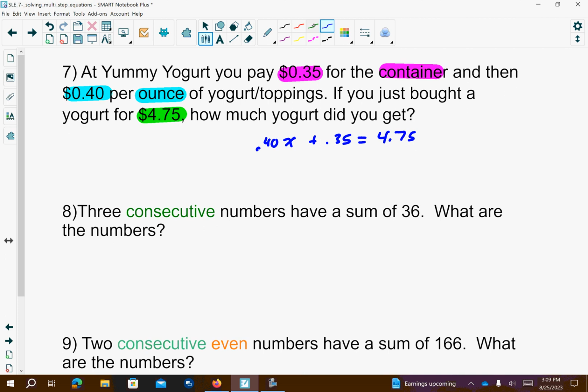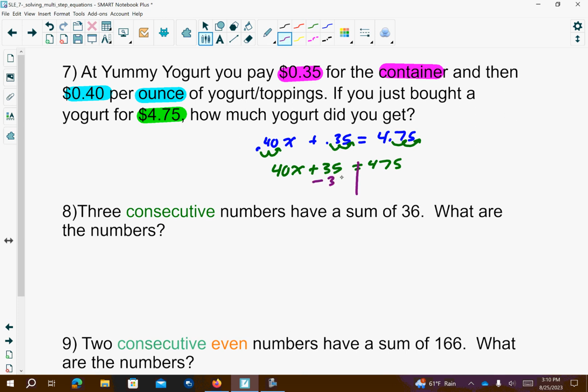All right, we have decimals. How many places do I have to move the decimals to the right? 2. So I'm going to move this one 2, move this one 2, and move this one 2. As long as we do it to all of them, it's still going to work. So that's going to give me 40x plus 35 equals 475. Now I don't have to work with decimals.